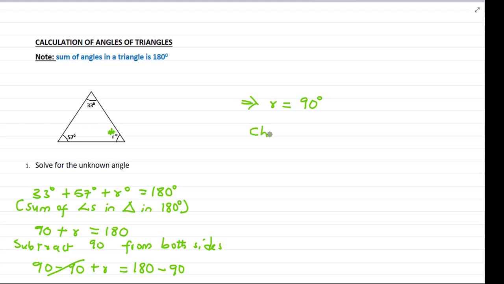And if you want to check, we have three angles here, which are 33 degrees plus 57 degrees plus r degrees. We've solved for r and we say r is 90 degrees. So we now have 33 plus 57 plus 90. Adding all of them up gives us what? 180 degrees. And it makes sense simply because the sum of angles in a triangle is equal to 180 degrees.